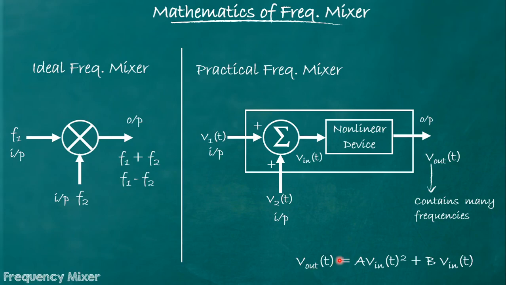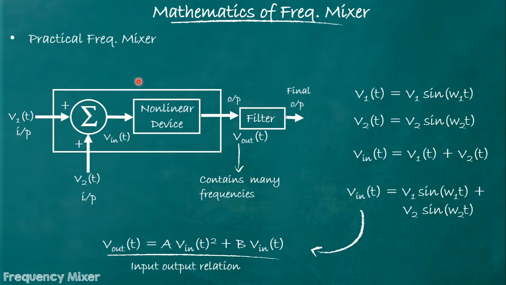Now the relation between Vout and Vin is given by this one. Vout of t is nothing but A times Vin square plus B Vin. So here you can see that the relation between input and output is non-linear. Now the output signal contains many frequencies due to this non-linear square term. So here you have to put in proper filtering to select a particular frequency. You must use a proper filter, and as a result you will get the final output of the desired frequency.